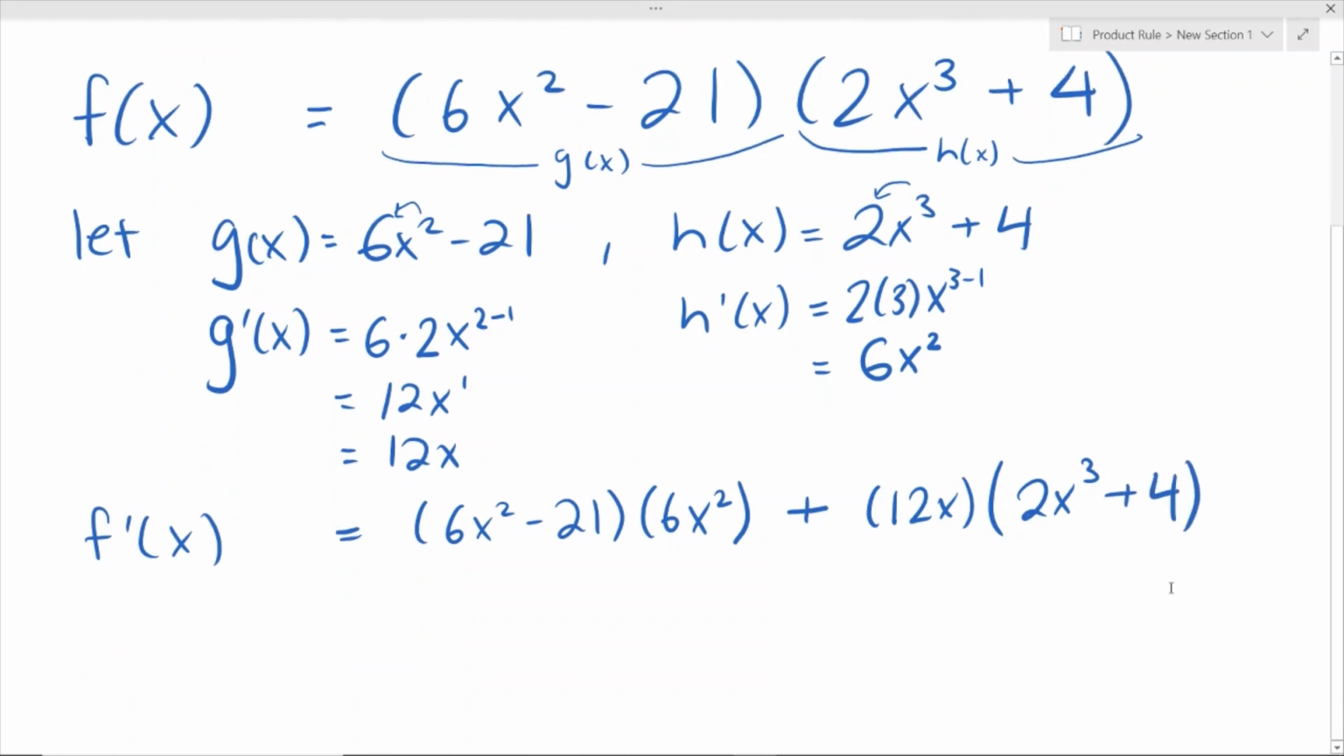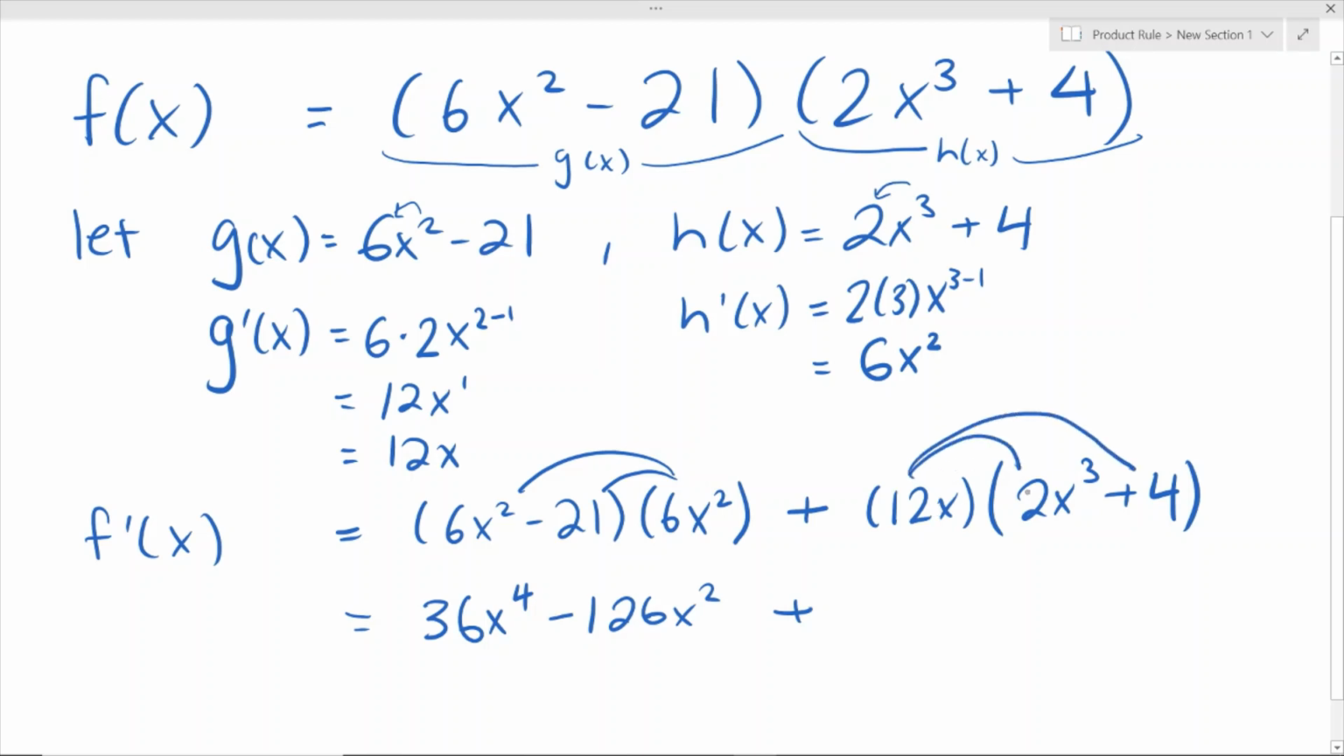And there I have it. So now all I have to do is simplify. So simplifying this, use the distributive property, right? 6x squared times 6x squared is going to give 36x to the exponent of 4. 6x squared times -21 is going to give -126x squared. And then here, we have to use the distributive property as well.